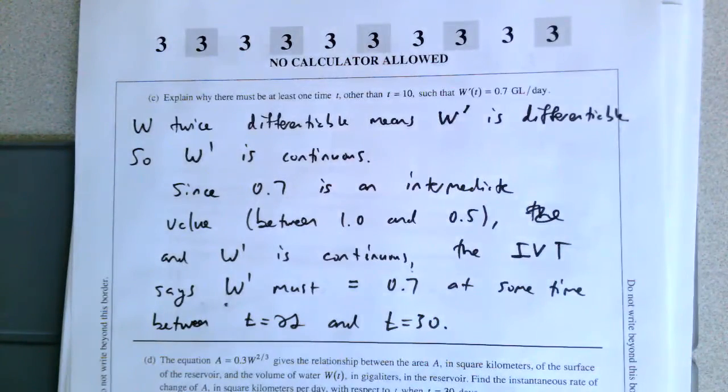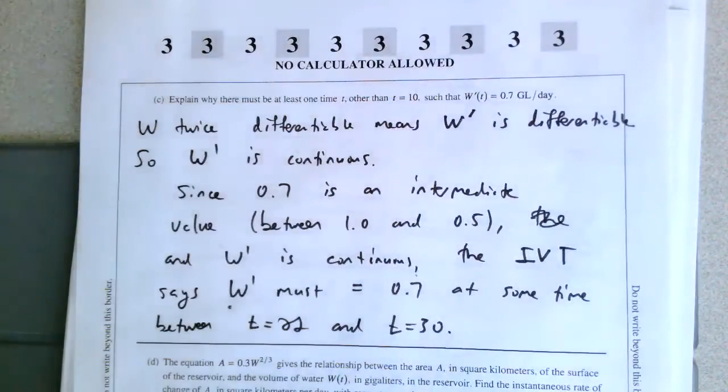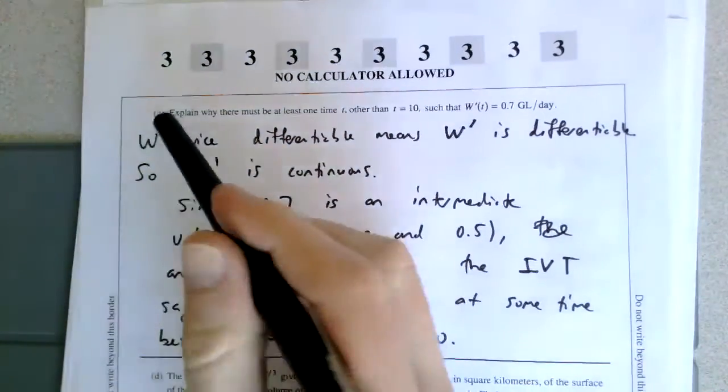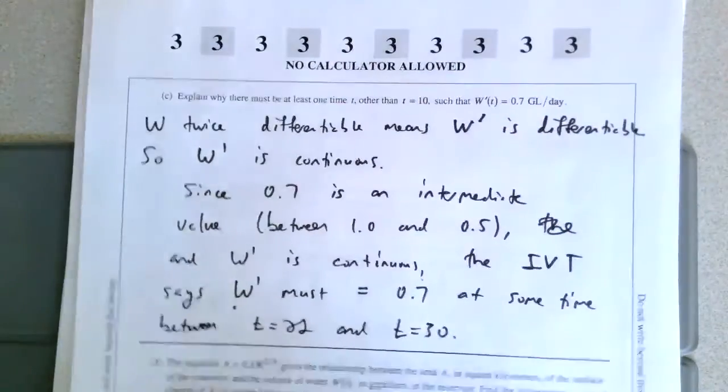I think that if you just said intermediate value theorem and 0.7 is an intermediate value, you'd probably get some credit. But technically, to know that the intermediate value theorem applies, you have to know that W prime is actually continuous. And knowing that W prime is continuous requires that you make this observation here. If you neglected to make this first observation, proving that W prime is continuous, I think you'd probably lose a point or something, but you'd probably still get some credit.